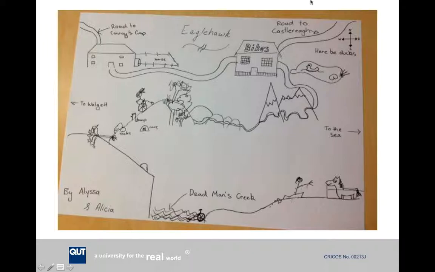So that's a way to differentiate. There's some visuals in there for students. I would then display these around the room. I'd leave them up there.